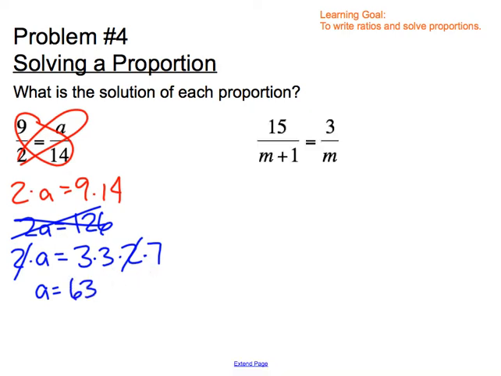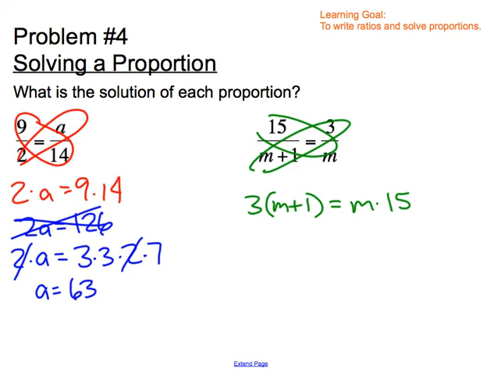Okay, so go ahead and pause the video for a second and try to solve this second proportion. So in this case, again, we use the cross products property. We have 3 times the quantity m plus 1, which is going to equal m times 15.